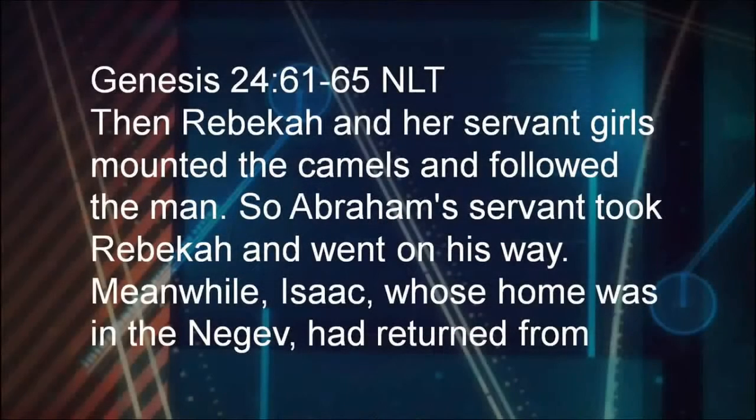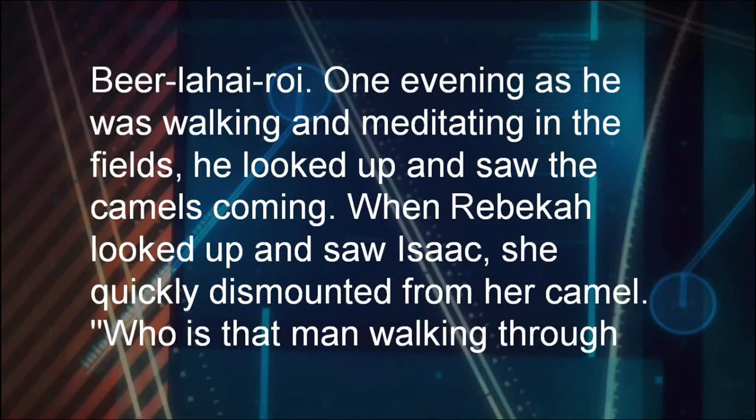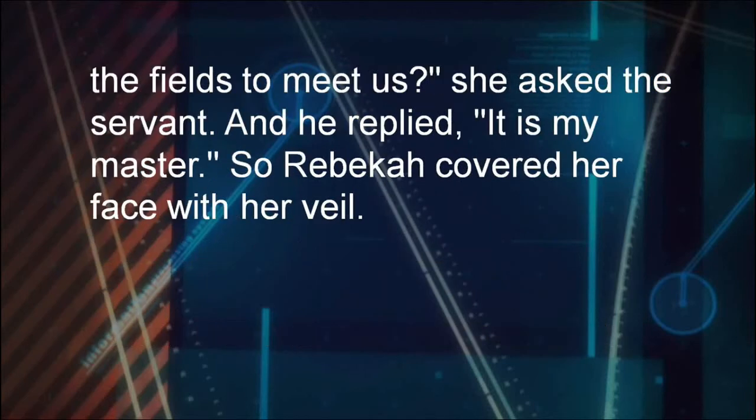Now, let's jump ahead to verses 61 through 65. Then Rebekah and her servant girls mounted the camels and followed the man. So Abraham's servant took Rebekah and went on his way. Meanwhile, Isaac, whose home was in the Negev, had returned from Beer Lahairoi, best I can do, Beer Lahairoi. One evening as he was walking and meditating in the fields, he looked up and he saw the camels coming. When Rebekah looked up and saw Isaac, she quickly dismounted from her camel. "Who is that man walking through the fields to meet us?" she asked the servant, and he replied, "It is my master." So Rebekah covered her face with her veil.